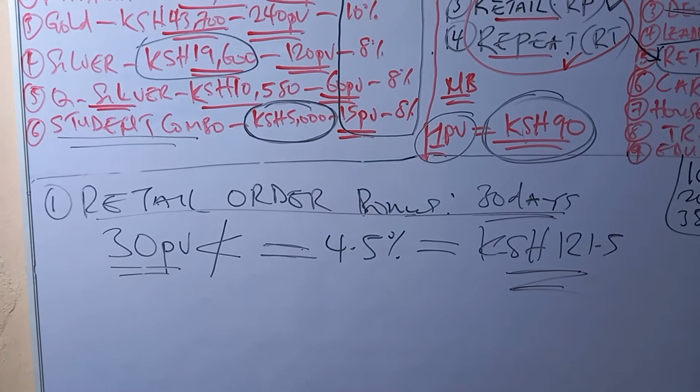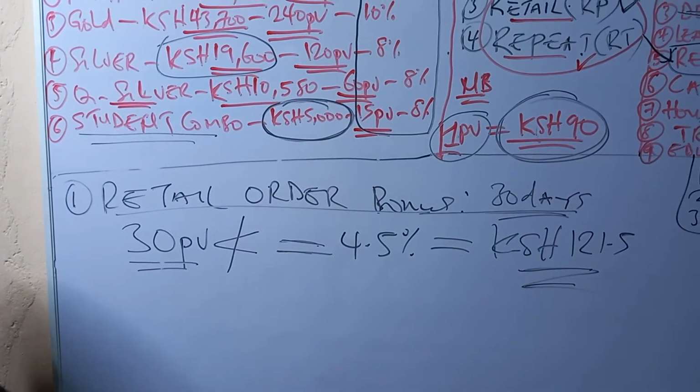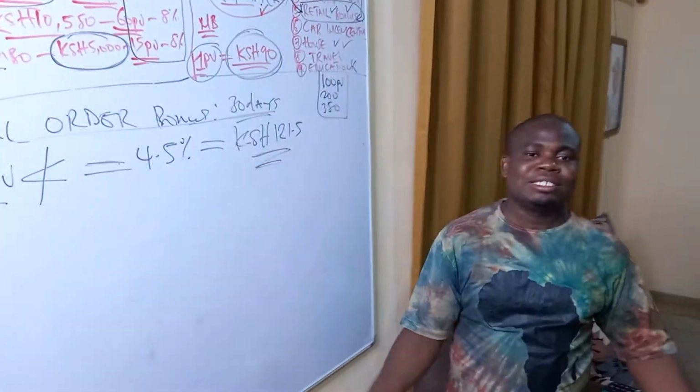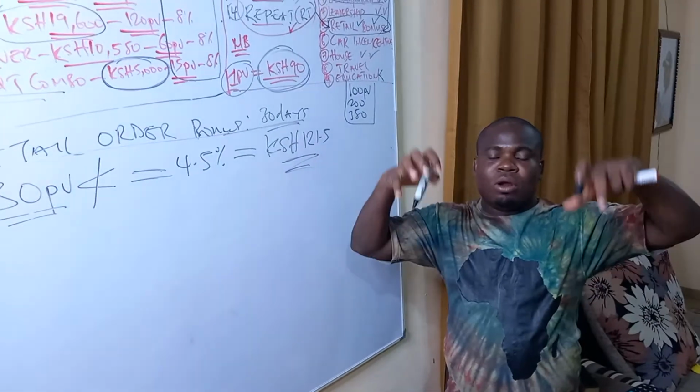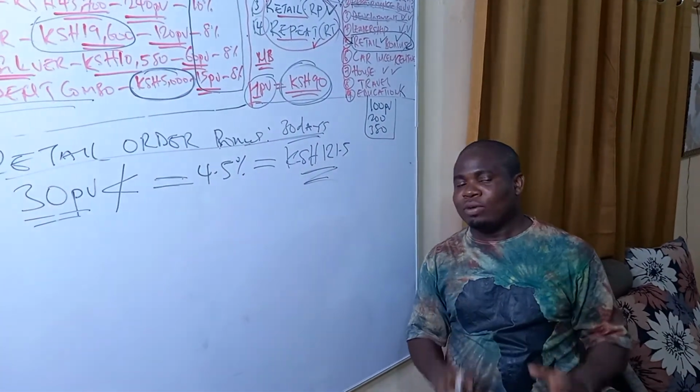1 to 1.5 for you alone. In this retail order, you don't need anybody to buy with you. With a retail order, you don't need any other person to be registered before you can get paid. You alone can be buying and you're getting paid.